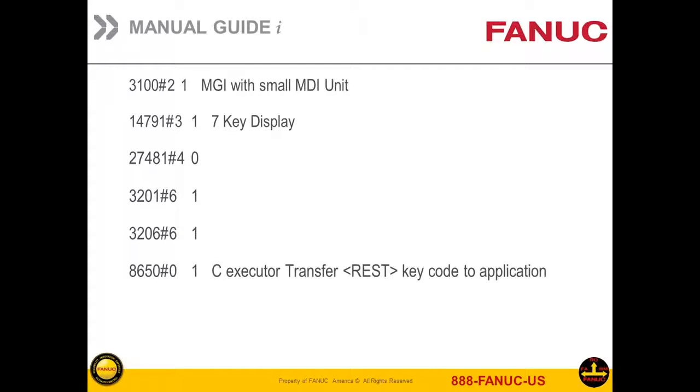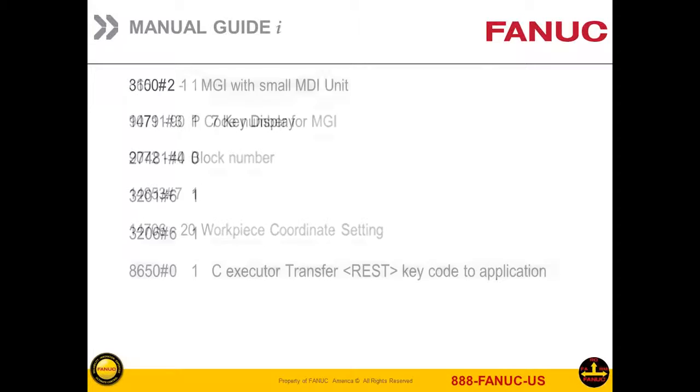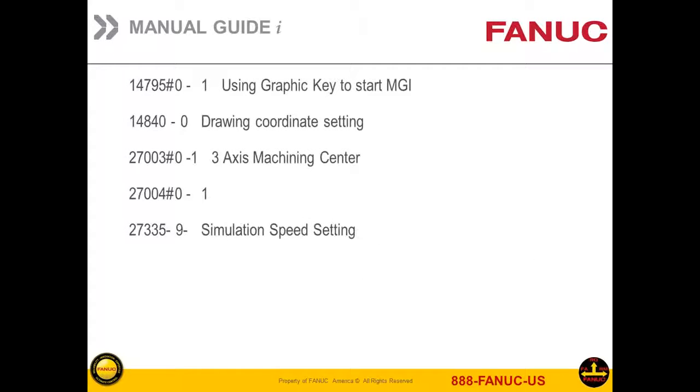Because with the big screen, you got 10 keys underneath, and the small one, you only got 7. So you're 2 right shifts and then 5 in between. So there are some parameters. There's 3 pages of parameters here that you need to change to make those work. Okay? I just want to get those in there.